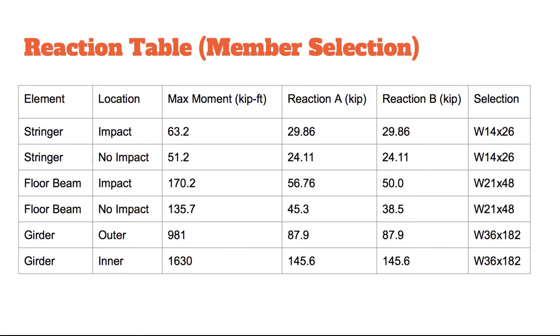When deciding our member selection for our bridge, for stringers, floor beams, and girders, we decided to look at locations of impact and no impact to decipher best and worst case. For stringers, we got a selection of W14x26. Floor beam, we got W21x48. And girder, we got W36x182.